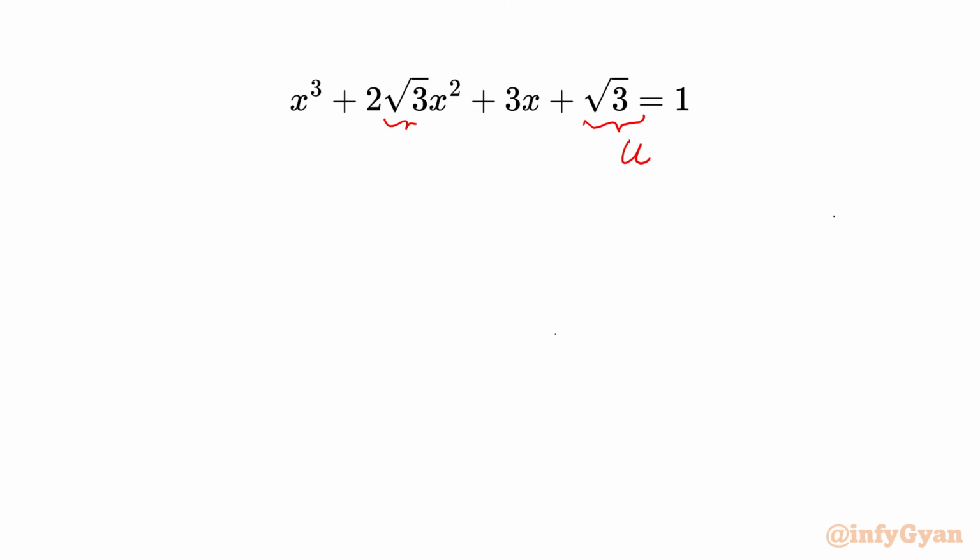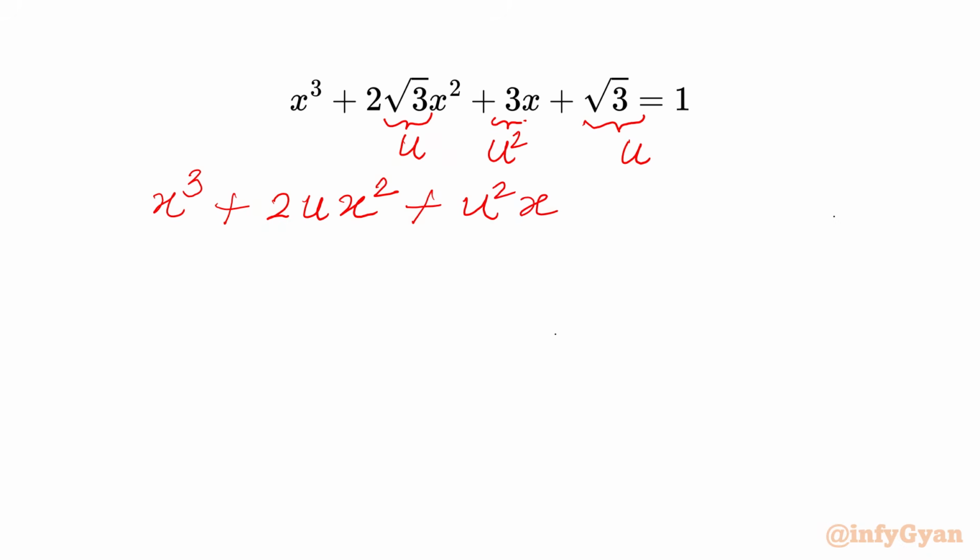So here we can write u in place of square root 3, and in place of 3 we will write u square, since u is root 3. So we can write our cubic equation in x: x cube plus 2ux square plus u square x plus u, and take this 1 to the LHS, we'll write minus 1 equal to 0. Still it is a cubic equation in x, but it is quadratic also in u.